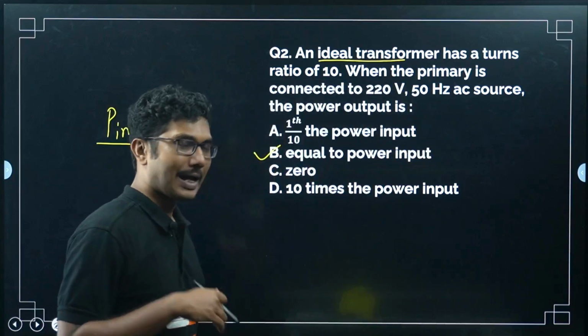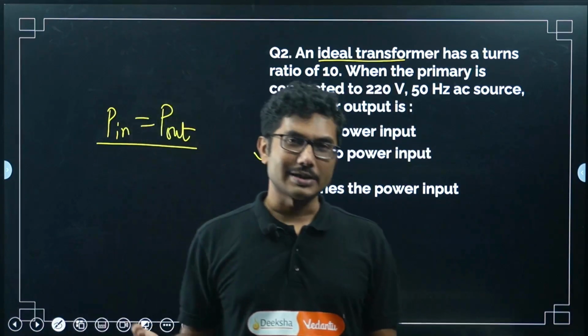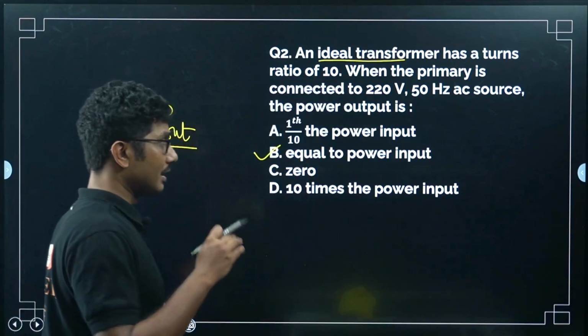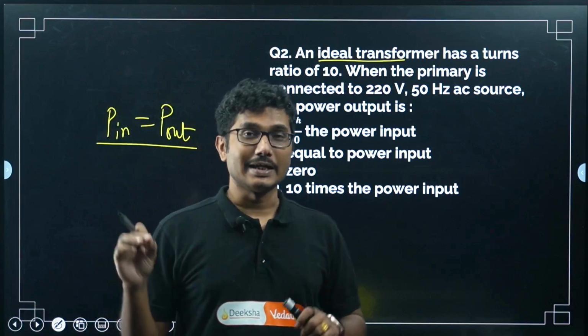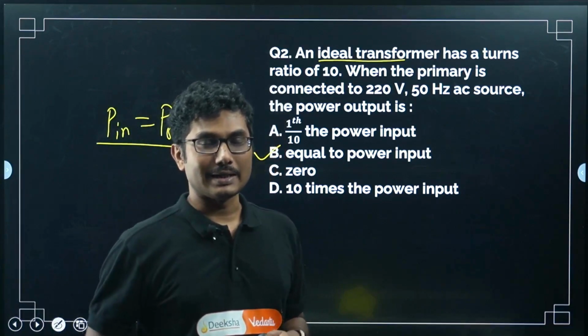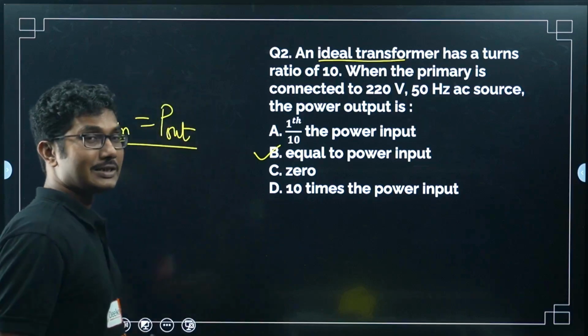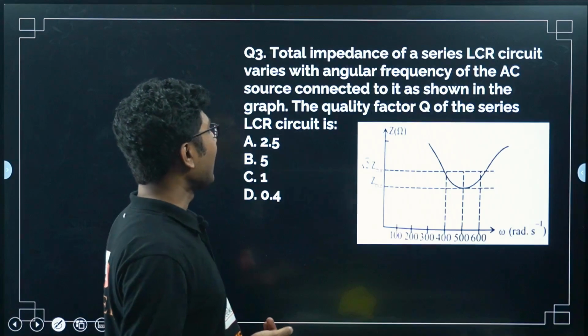In practical transformer, there are heat losses and eddy current losses, and there are 2-3 types of losses in a transformer which are ignored in this case. So basically in an ideal transformer, whatever energy you are entering, same energy you are getting. So whatever power is getting entered into the system, the same power is received as output.